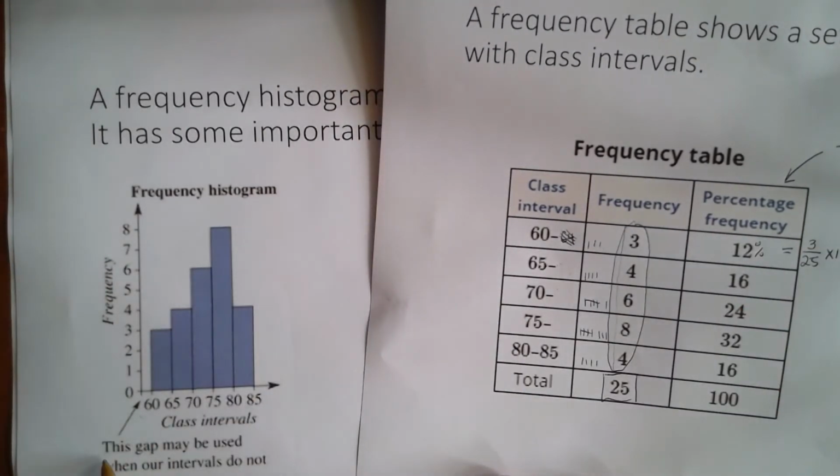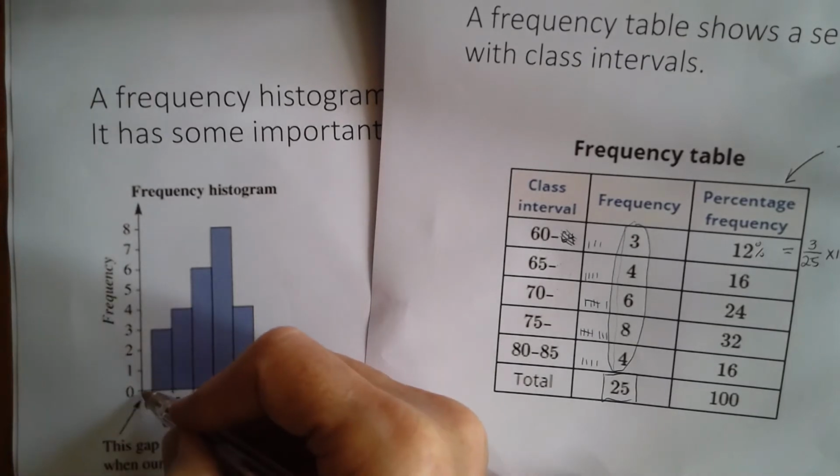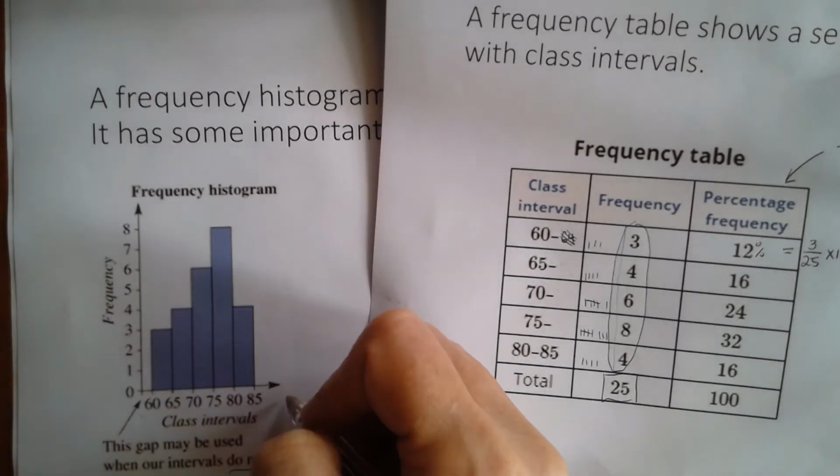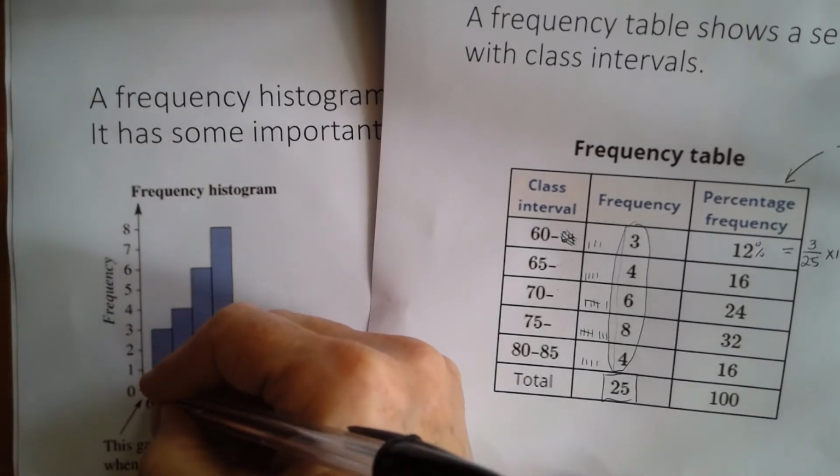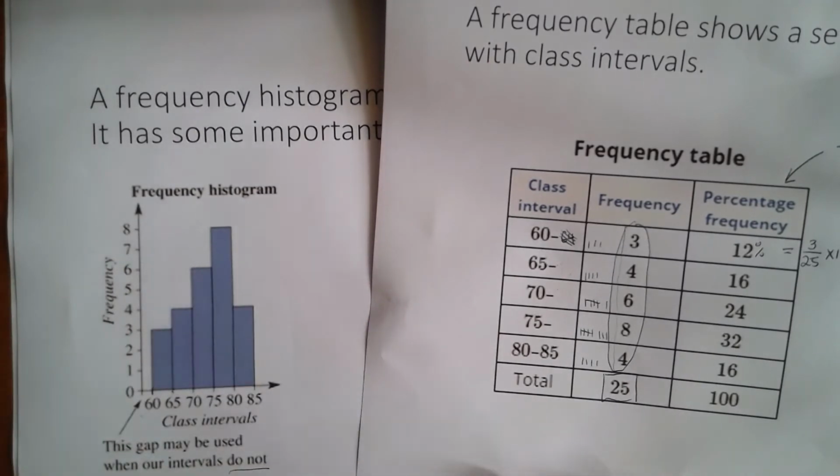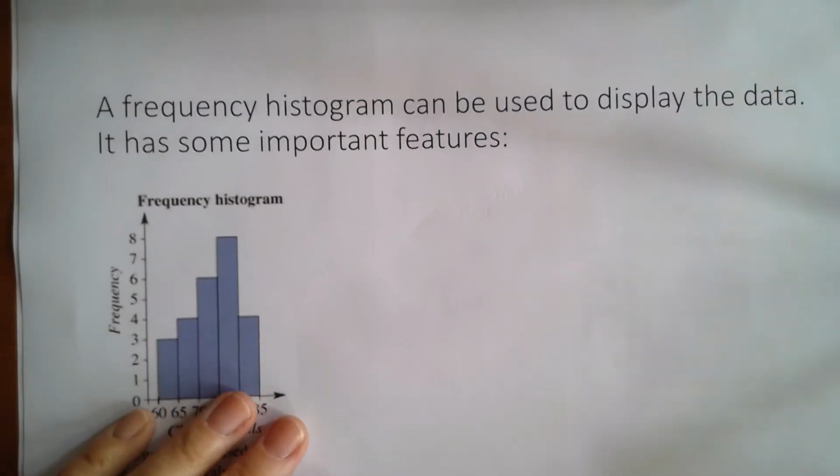Now, a gap is used when I don't start at 0. So I don't need to go 10, 20, 30, 40, 50, 60 and start way down here. I can start right away with 60 if I just leave a little gap. All right, that's great. I think that's easy, just like a bar graph.